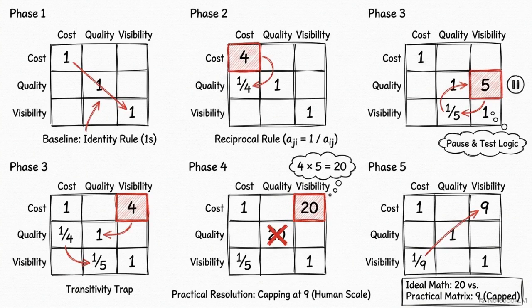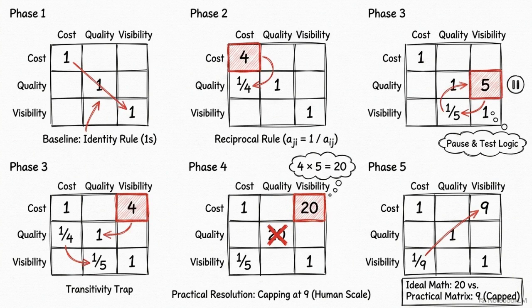The first step in filling out the matrix is establishing our baseline. Comparing any criterion to itself always equals 1. Since a cost is exactly equal to a cost, we place 1s straight down the main diagonal. Now we make our first real judgment. If we decide that cost is 4 times more important than quality, we place a 4 in the cell where the cost row meets the quality column.